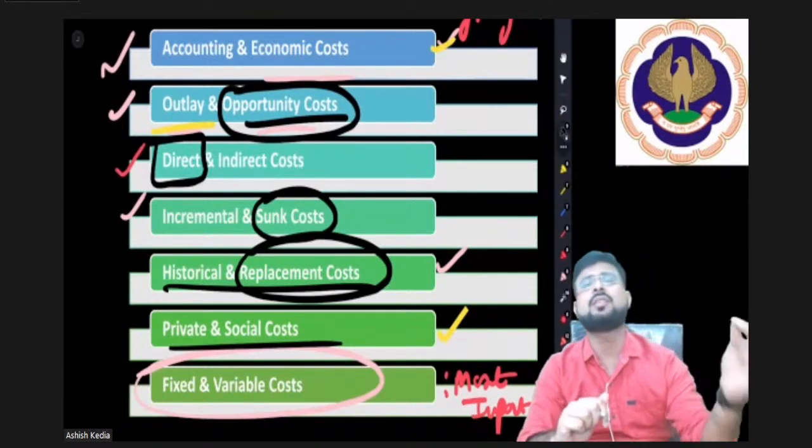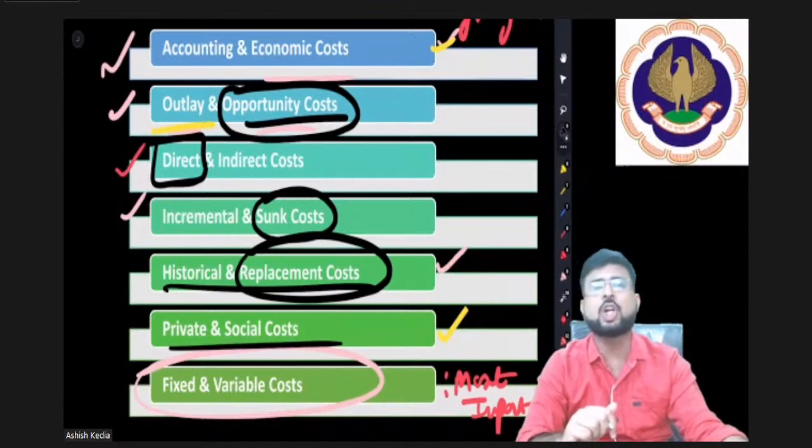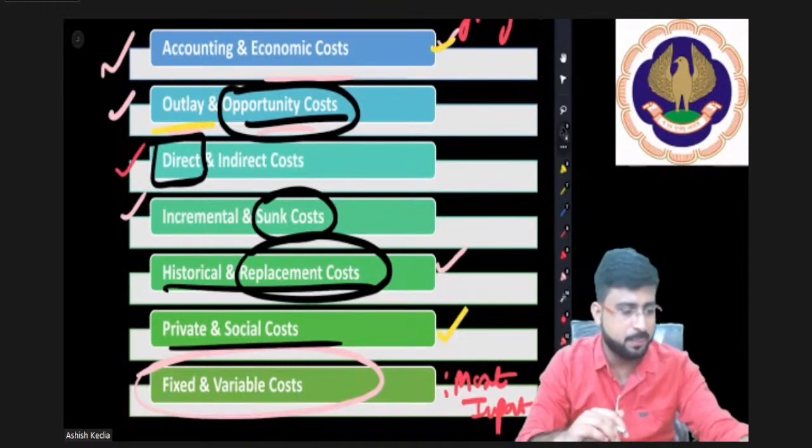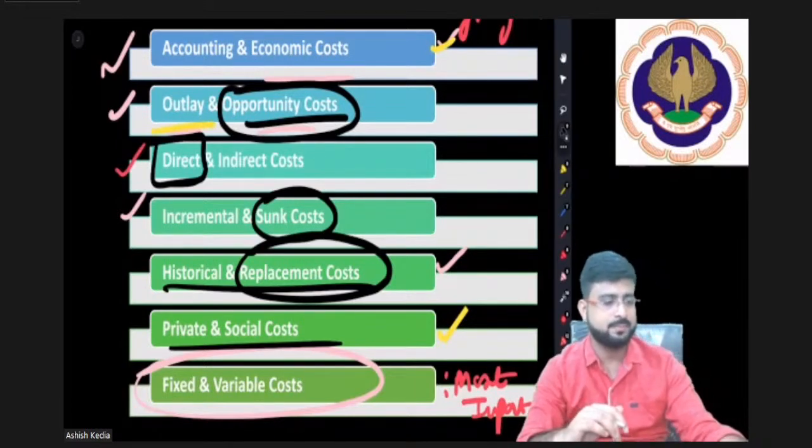Fifth question is, what is implicit cost plus explicit cost called? Come on everybody. What is implicit cost plus explicit cost called?